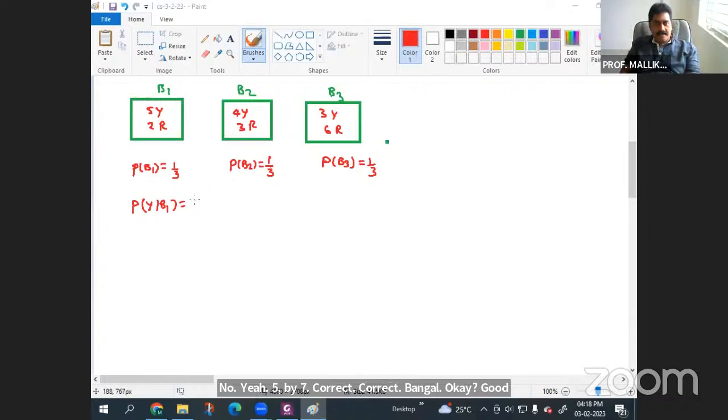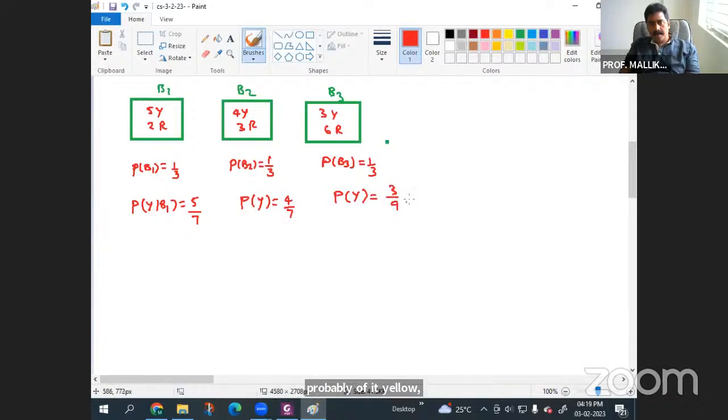Right. So it is 5 by 7. So probability of yellow equal to 4 by 7. And probability of yellow equal to 3 by 9. Keep it as it is. Now the drawn ball is, he said yellow. Now what is the total probability you are getting?